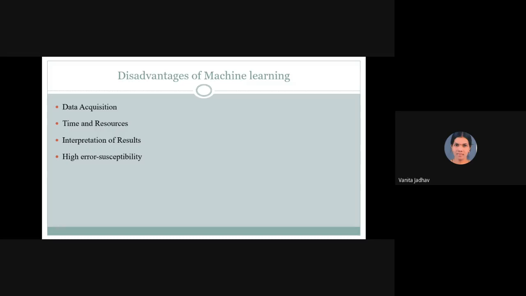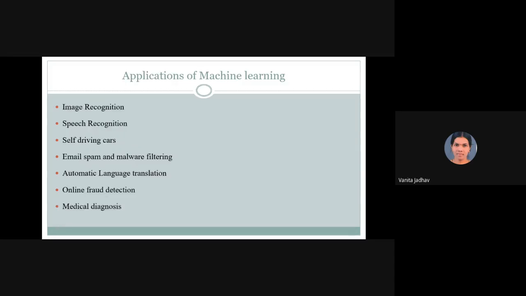Next one is the application of machine learning. There are so many applications of machine learning. So first one is image recognition. Image recognition is one of the most common applications of machine learning. It is used to identify objects, persons, places, etc. The popular use case of image recognition and face detection is automatic friend tagging suggestion.